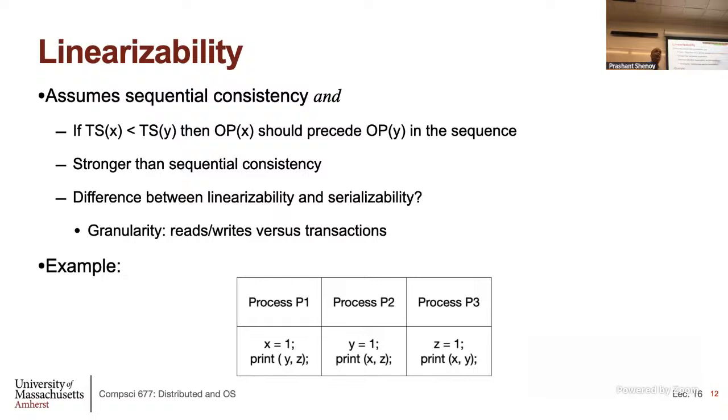You will see that it is a stricter guarantee than sequential consistency, which says that linearizability assumes sequential consistency. Everything we said before holds. And what also is true is if the timestamp of operation X is less than the timestamp of Y, then X should precede Y. So let me show you an example.